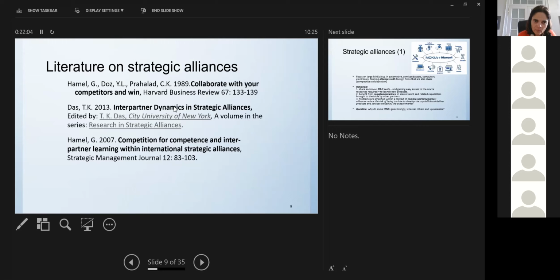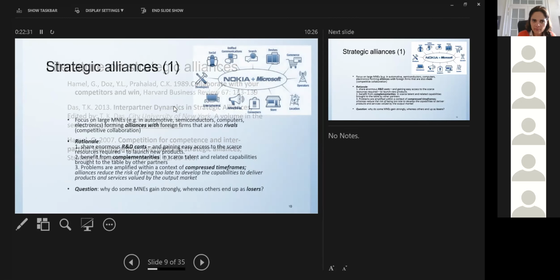Another article which I will also use for this discussion on alliances is the article by Das on inter-partner dynamics, because we will discuss a lot about the dynamics in the strategic alliance. And then, of course, you have Gary Hamel, who published the idea about the core competence of firms, but also on competition for competence and inter-partner learning within your alliance.